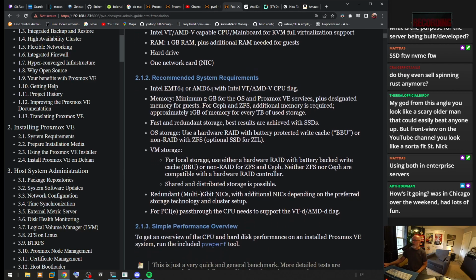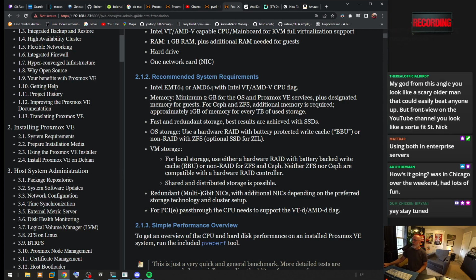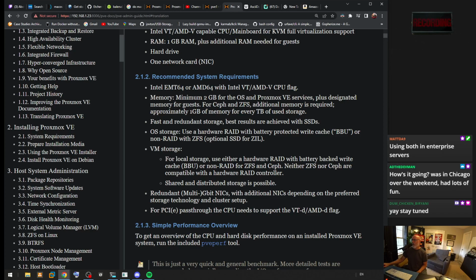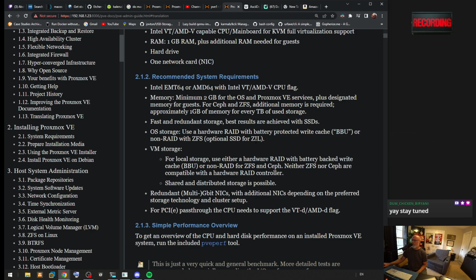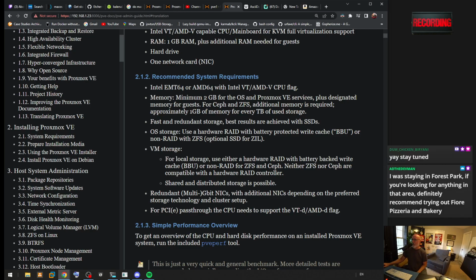All right, here we go. Recommended. So it's recommended OS. Let's see. Fast and redundant storage, SSDs. OS storage: use a hardware RAID with battery protected write cache, BBU, or non-RAID with ZFS. Optional SSD for ZIL. Never heard of it. Operating system storage: use a hardware RAID with battery protected write cache. I mean, would that be different than the SSD I'm already using? I don't know.